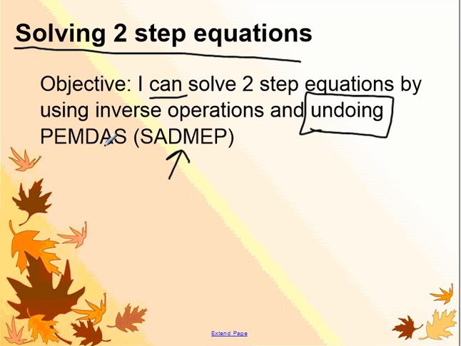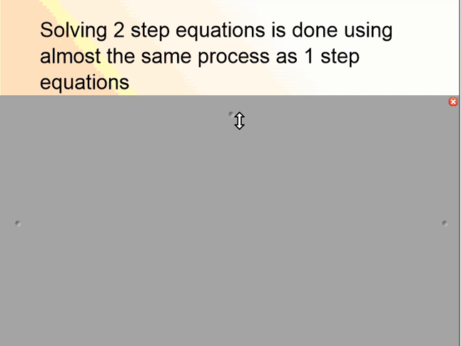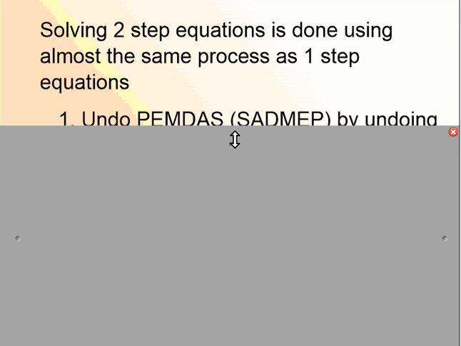So PEMDAS, if you don't remember, is how we figure out what operation to do first. Like if we have 3 squared minus 10 times 2, PEMDAS tells us to do parentheses first, which we don't have, then to do exponents, and then to do multiplication and division, and finally addition and subtraction. SADMAP is going to take us in the reverse order. And we're going to go through a lot of examples of how to do this today.